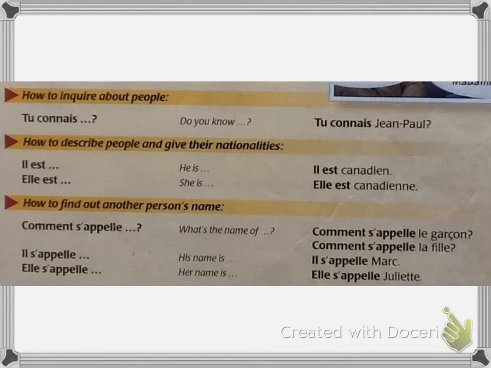So again, we have this vocabulary. And again, with these yellow boxes, you need to know the meaning and the spelling of all this new vocabulary. S'il vous plaît, répétez. Tu connais. Tu connais Jean-Paul? Okay, so that's how to ask about who someone is, to ask do you know.